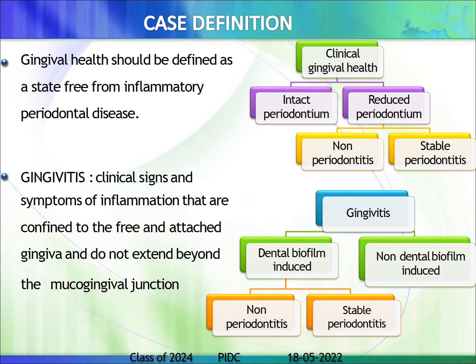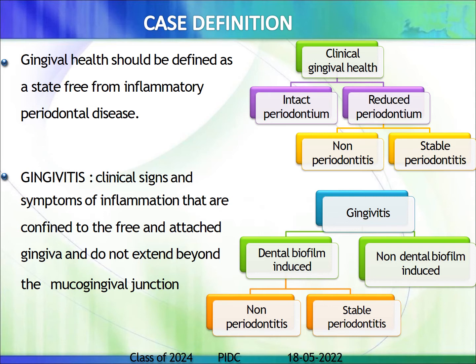So what is gingival health, or what is periodontal health? If a patient comes to you free from any inflammatory periodontal disease, then you would categorize such a patient as gingivally healthy. In short, if you follow the flow chart given here, clinical gingival health occurring in an intact periodontium, we give the diagnosis as gingival health or good periodontal health.